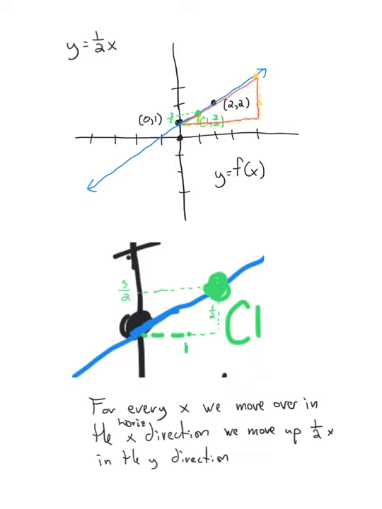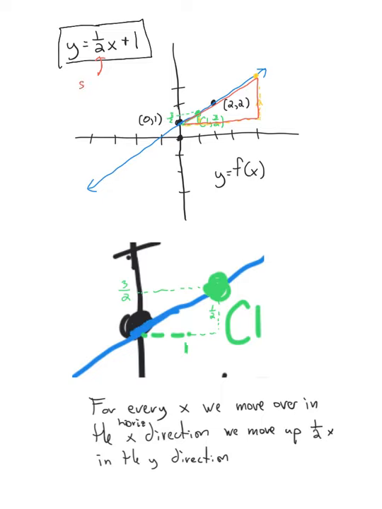But the other thing that we have to note is we're not starting at the origin. We're starting 1 above the origin. So since we're not starting at the origin, we're starting 1 above, well, we're just going to have to add 1 to this in order to make our line work. So here's our equation here. Y equals a half x plus 1. That amount we talked about for every x we move over, we move up a half x.